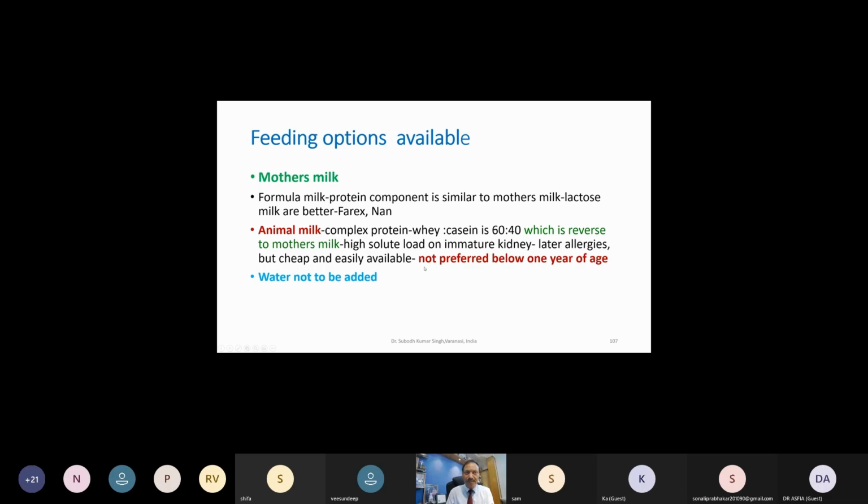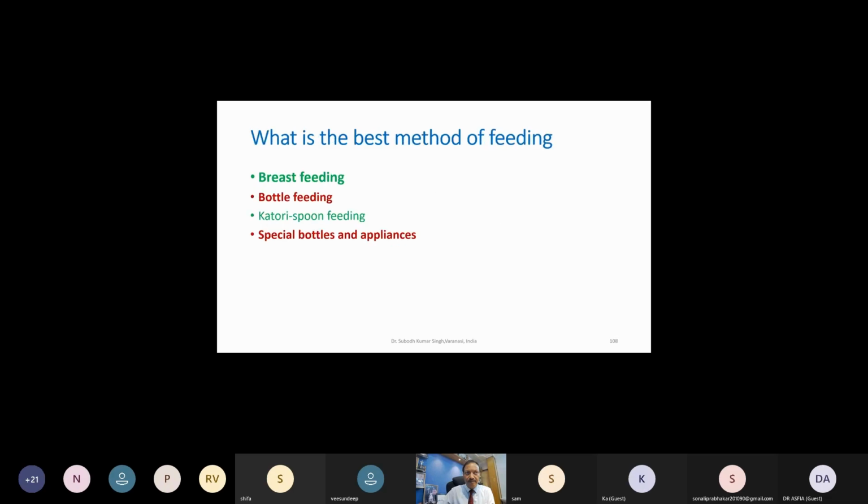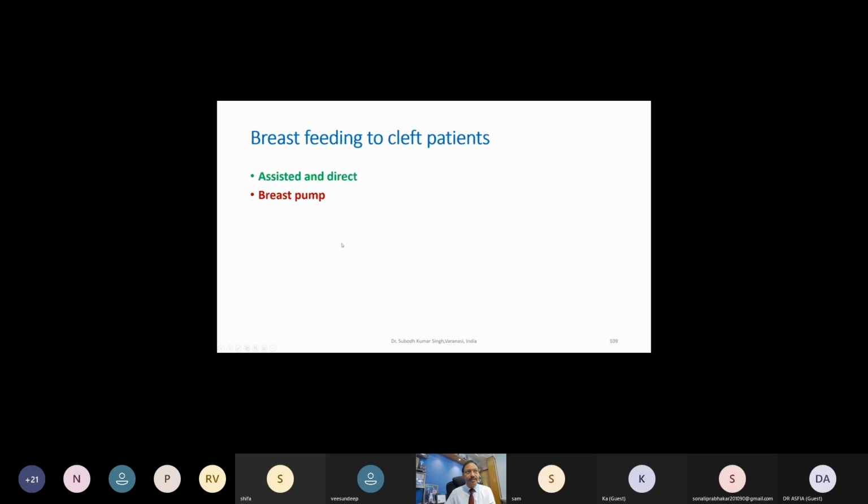The powdered milk is expensive, but it should not be preferred below 1 year of age. And even if you are giving animal milk, do not add water. So again, what is the best method of feeding: breast milk, or bottle feeding, or katori spoon feeding. And then we'll come to the special bottles and appliances.